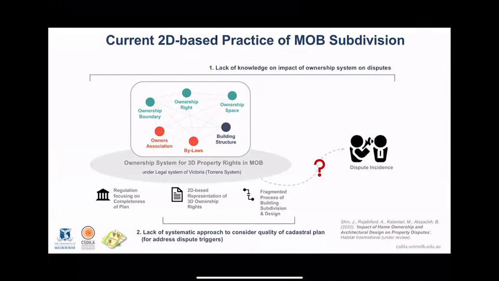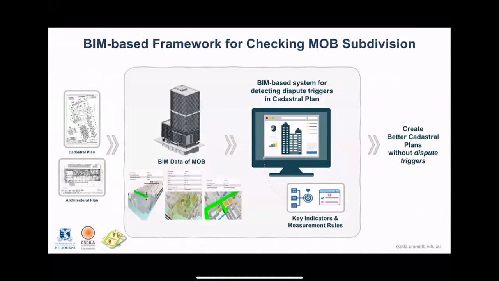So again, from the current 2D into the multi-owned building subdivision, there are a number of domains that need to be addressed and assessed, from the ownership boundaries, as well as authorities like owners associations, as well as building structures specification. So there are a number of elements that need to be looked at, and then we can look to see how best we can integrate this to minimize the dispute incidents that would happen.